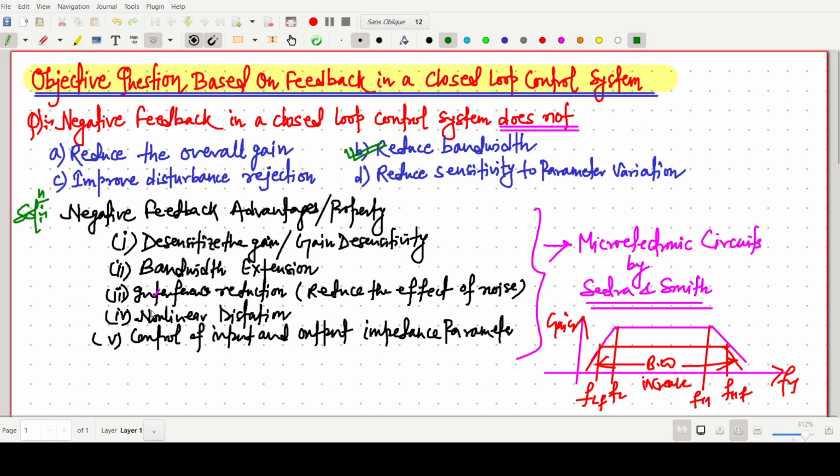Improve disturbance rejection, as we checked out, and reduce sensitivity to parameter variation, reduces overall gain: all are properties of negative feedback. So which property does not follow? It is reduce bandwidth. So reduce bandwidth is the correct option for this question. This is all about this simple question.